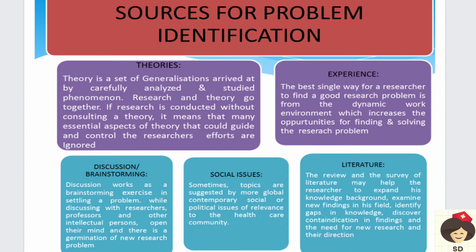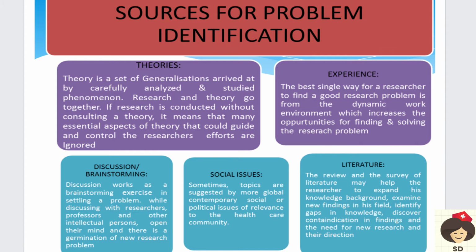And next is from experience. In the area where we practice, there are so many problems, issues and things happening in that environment. We have a direct relationship with that area, so we can identify the issues and problems in that area. And next is discussion and brainstorming. By discussing with experts in that area, and by making a brainstorming exercise, that means repeating. Whatever area we are interested in, we have to keep repeating it in mind so that we can collect so many ideas. We can discuss with expert people, and they can guide us to make a problem statement.